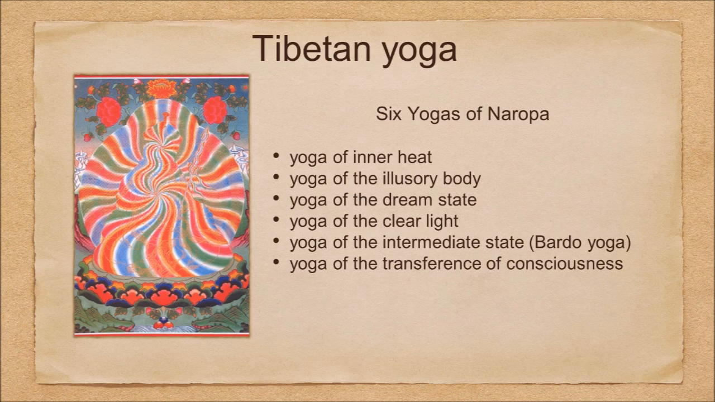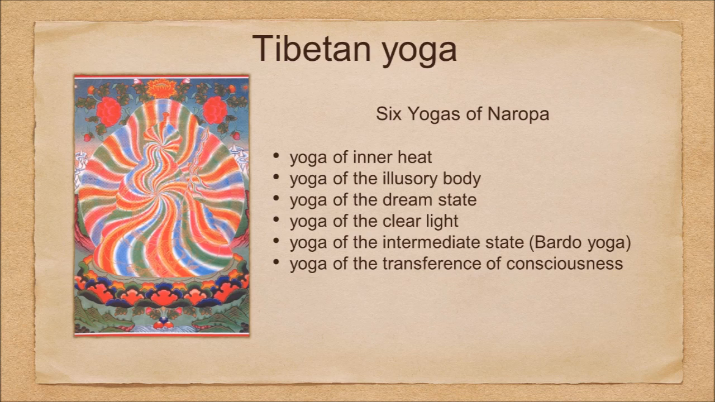The yoga of the illusory body, the yoga of clear light or radiant light, the yoga of the dream state, the yoga of the intermediate state. This is well known through the Bardo Thodol, Bardo yoga, and the yoga of transference of consciousness. For now, I will not dig deeper into each of these concepts. The essence of all these doctrines was to reinforce the feeling of your self-consciousness to such an extent that you will not lose your awareness when you transfer your consciousness from one body to the other. The fifth yoga means the yoga of transference of consciousness.